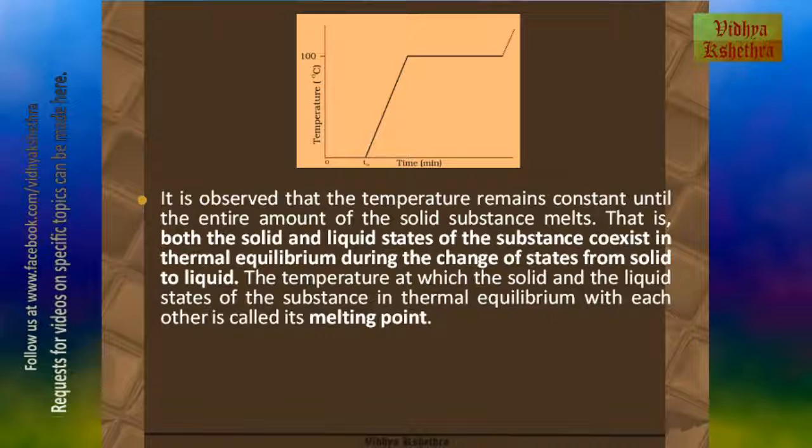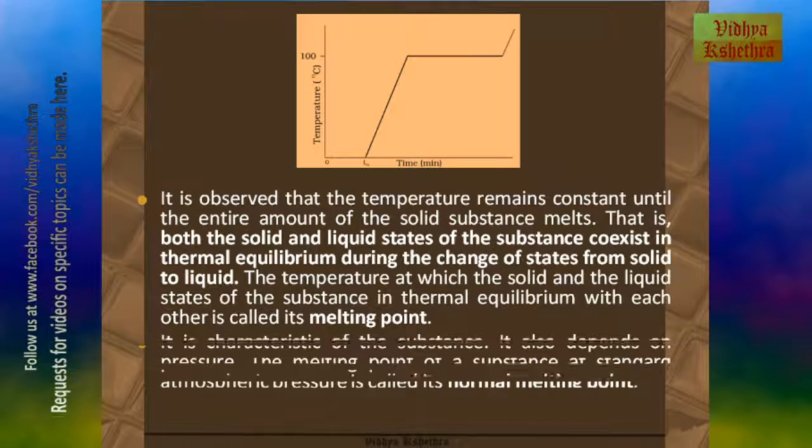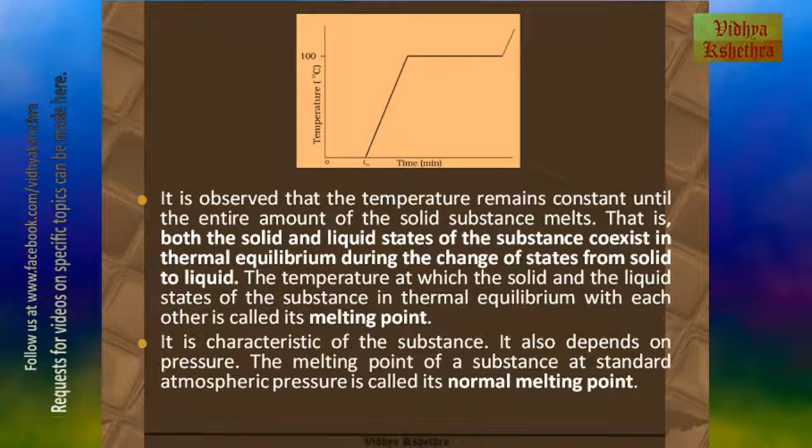from solid to liquid. The temperature at which the solid and the liquid states of the substance are in thermal equilibrium with each other is called the melting point. It is characteristic of the substance. It also depends on the pressure. The melting point of a substance at standard atmospheric pressure is called its normal melting point.